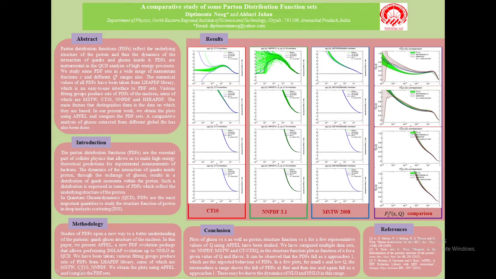Now, introduction. Parton distribution functions are an essential part of collider physics that allows us to make high-energy theoretical predictions for experimental measurements of hadrons. The dynamics of the interaction of quarks inside the proton through the exchange of gluons results in a distribution of quark momentum within the proton. Such a distribution is expressed in terms of PDFs which reflect the underlying structure of the proton.